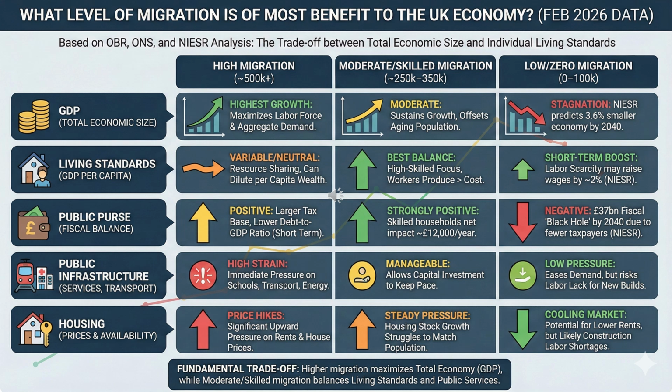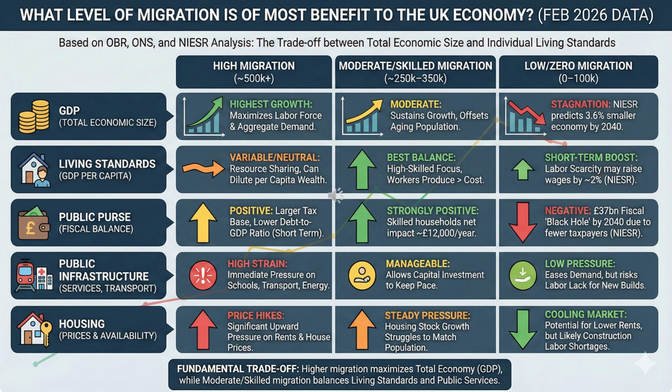High migration is defined as around 500,000. Moderate/skilled migration is defined as 250,000 to 350,000. Low or zero migration is 0 to 100,000. The following are the effects of high migration, moderate/skilled migration, and low or zero migration on various economic measures, including GDP, living standards, public purse, infrastructure, and housing.